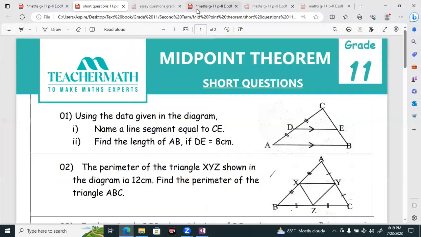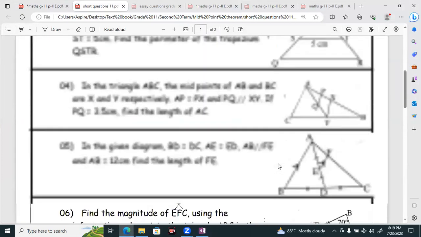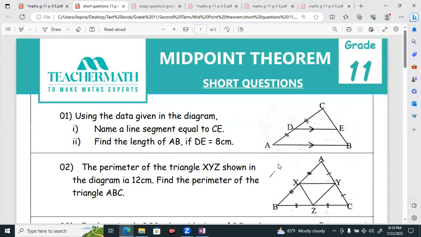Okay, shall we move to the tutorial? It is better if you can have a printout. If you can't, you can write down these questions. Try to solve the first question.